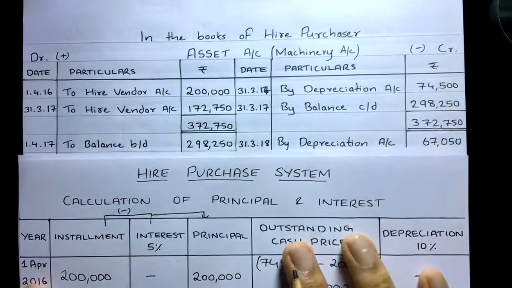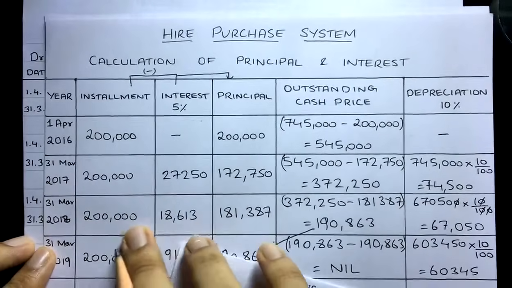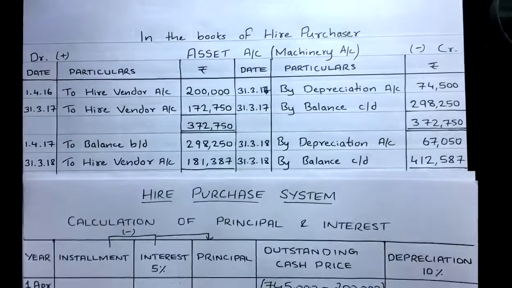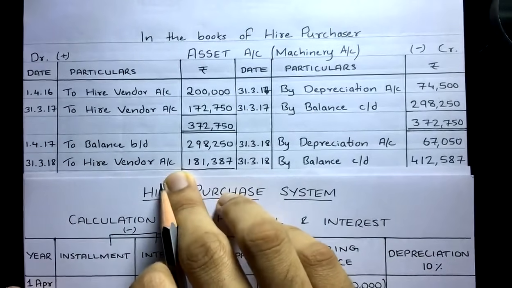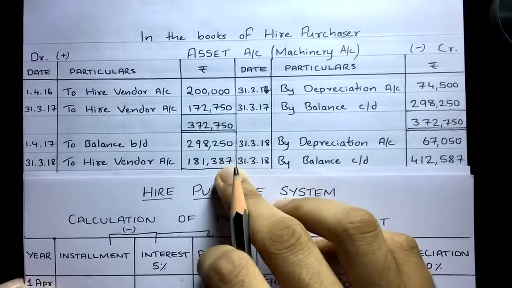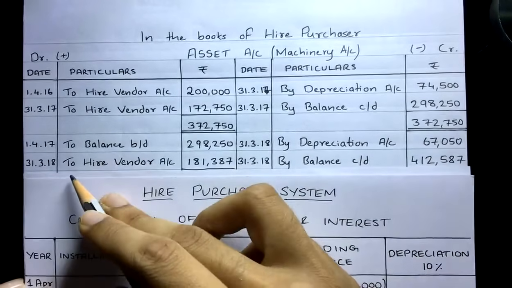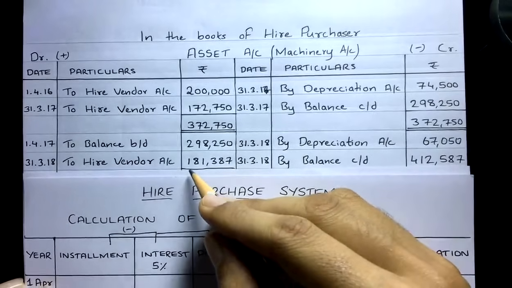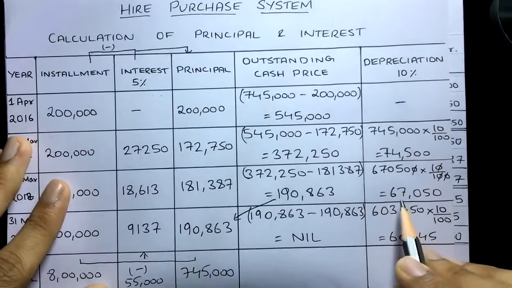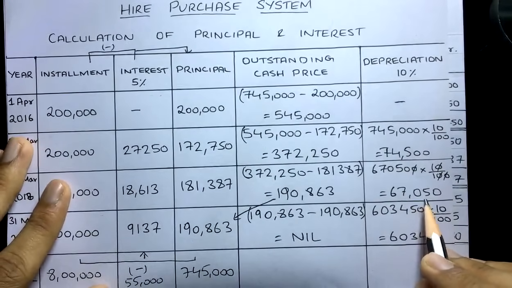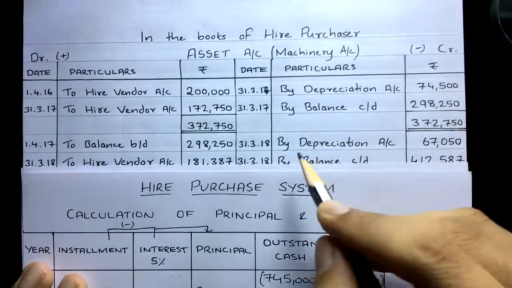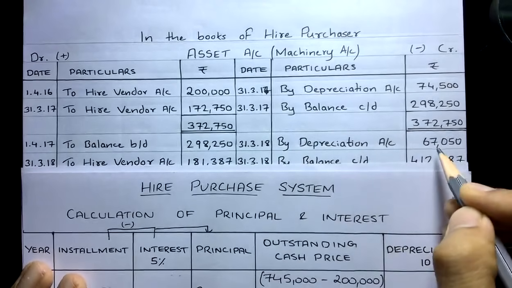And the same thing you have to repeat in the year 2018 at the end. Again the installment was paid and the principal amount came to be 1,81,387, and that will come over here to hire vendor account. This is also a payment made for the asset. Yes, we are purchasing the asset part by part. So the payment is made to hire vendor account, only the principal amount, alright? 1,81,387. And then again the depreciation was charged of 67,050 rupees. So it will come over here because the asset is decreasing because of depreciation, so by depreciation account 67,050.